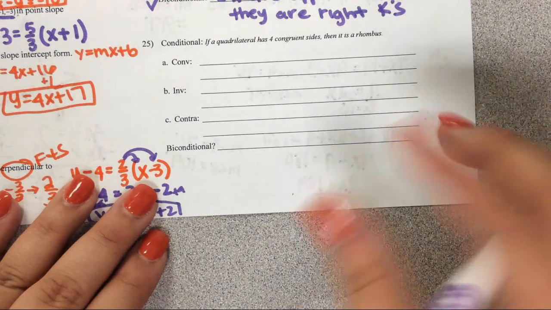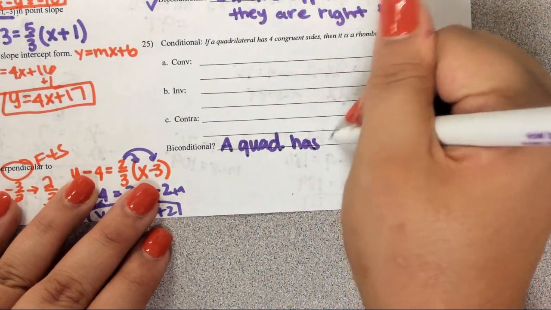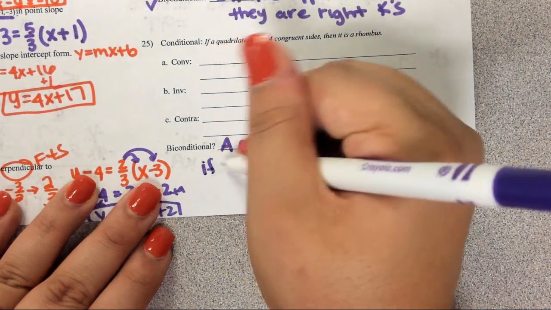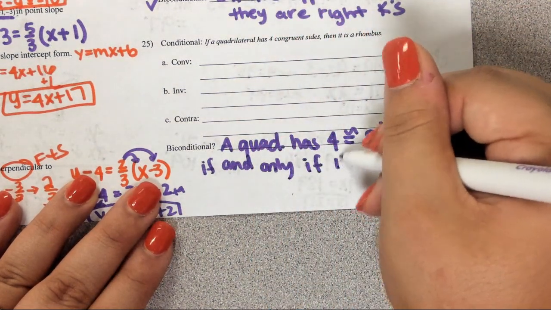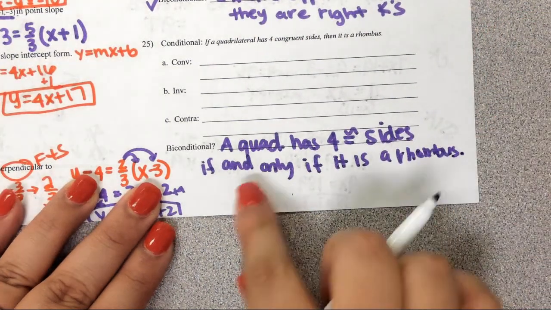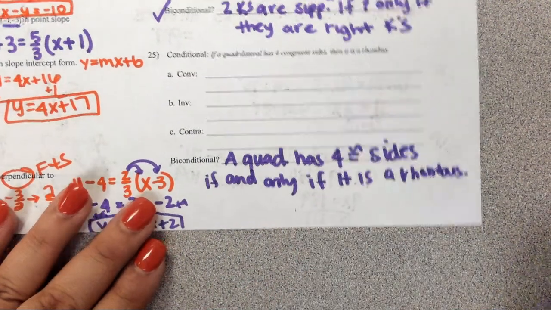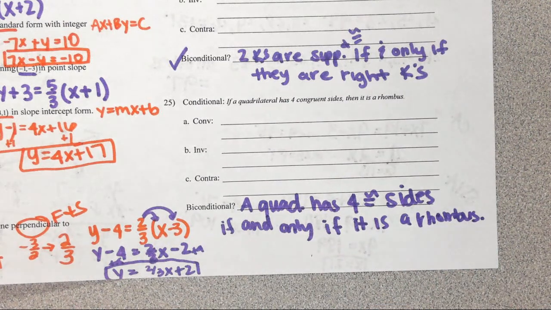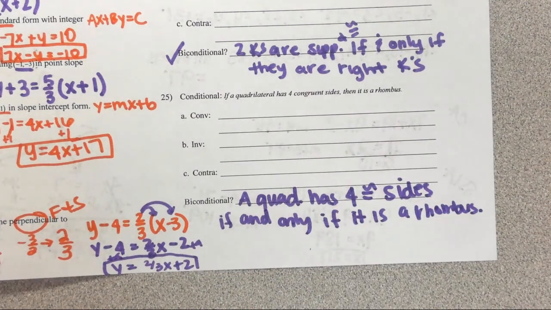And on the bottom, a quadrilateral has 4 congruent sides if and only if it is a rhombus. Now, I didn't expect you to get this one only because I know some of you think that's false because of a square. We'll talk about that in that unit, but a square is a rhombus. But I just want to make sure you get the idea. It's okay if you got that one wrong.